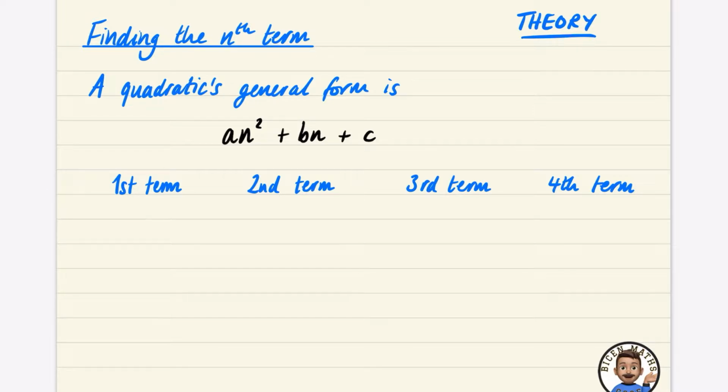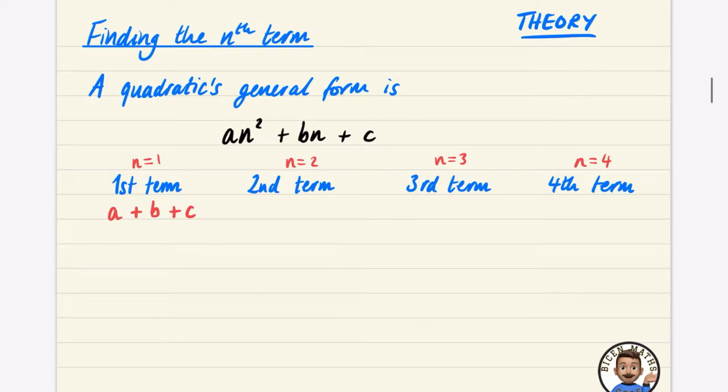And what I'm going to do is find the first term, the second term, the third term, and the fourth term by substituting in n equals 1, n equals 2, n equals 3, and n equals 4 to see what kinds of patterns we might come across. So when n is equal to 1, you would have a multiplied by 1 squared, which is just a. You're going to have b multiplied by 1, which is just b, and you're going to have c.